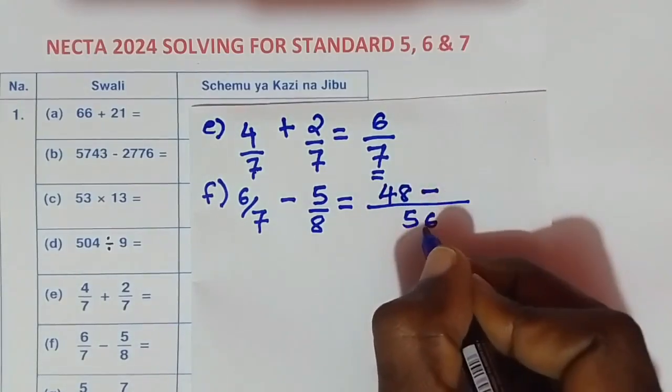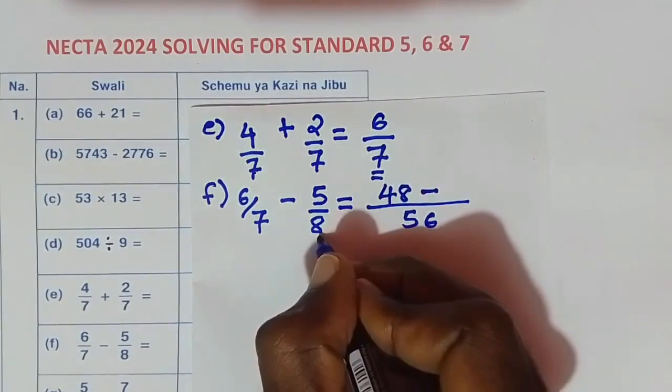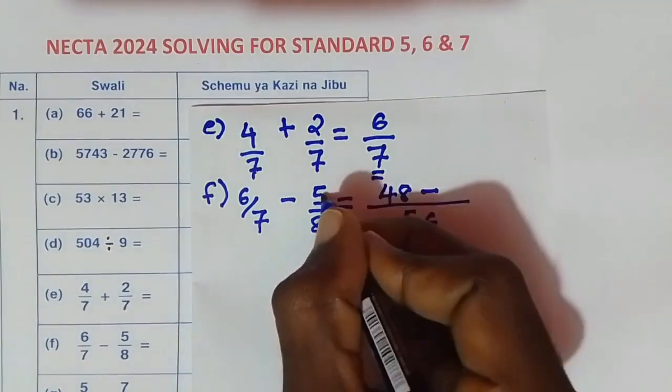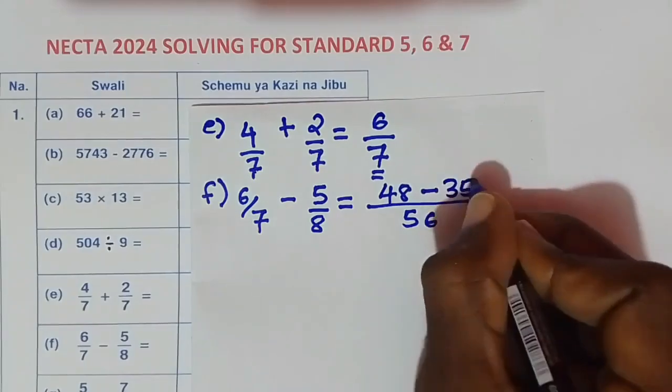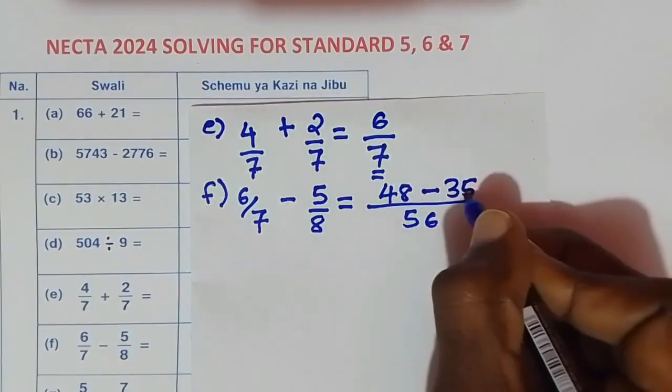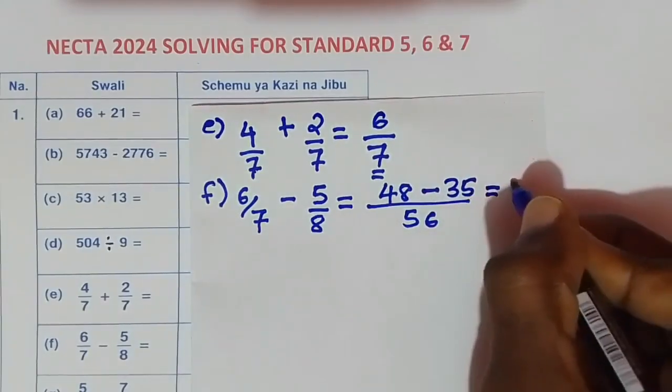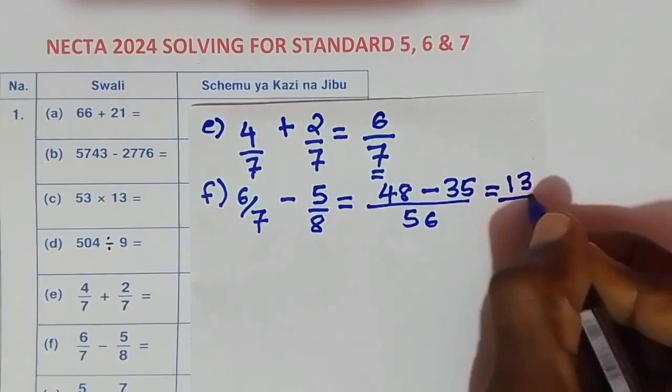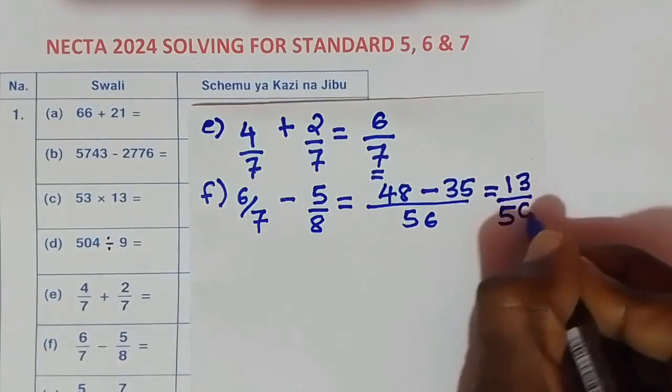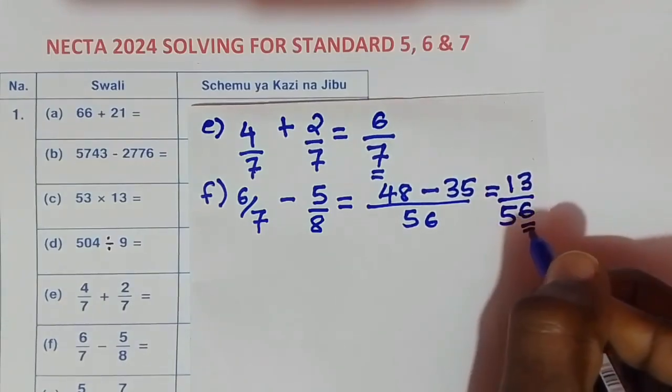Take away 56 divided by 8, it is 7. 7 multiplied by 5, we get 35. 48, take away 35, we get 13 out of 56. And this is our answer.